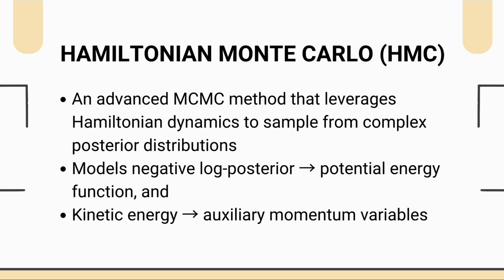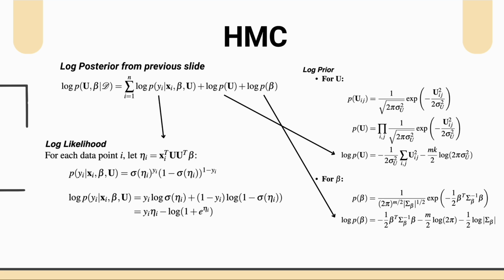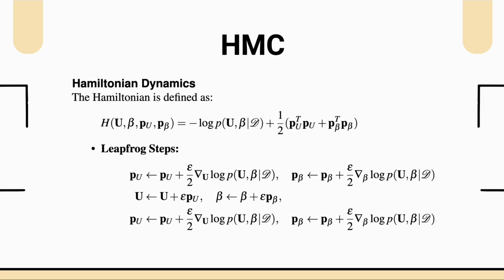First, let's discuss Hamiltonian Monte Carlo, or HMC, an advanced MCMC method. HMC leverages Hamiltonian dynamics to effectively sample from complex posterior distributions by modeling the negative log posterior as potential energy and introducing kinetic energy through momentum variables. The log posterior combines the log likelihood and prior as below. We implement HMC with leapfrog steps to simulate dynamics, updating U and beta based on gradients of the log posterior, where the Hamiltonian dynamics and leapfrog steps are as follows.